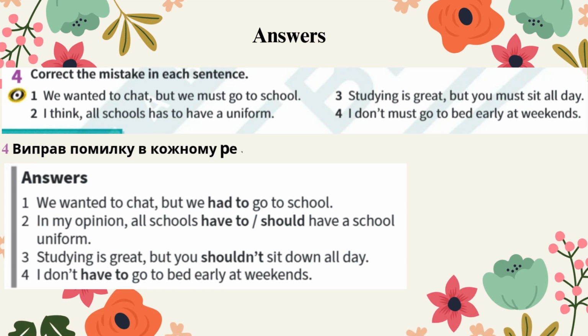Answers. We wanted to chat, but we had to go to school. Because have to is used to talk about external obligations such as rules or deadlines. In my opinion, all schools should have a school uniform. We can use should because it expresses a moral obligation, expectation of something, confidence, or advice.